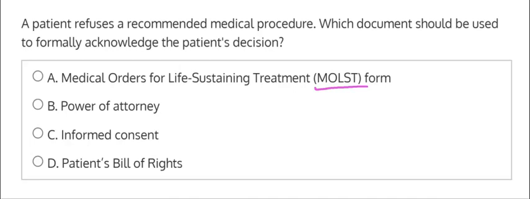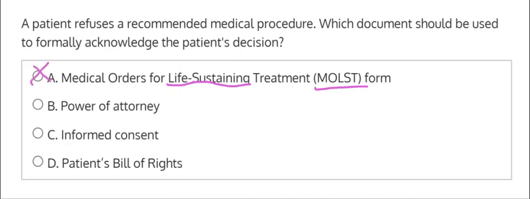But that would be a form that they fill out prior to the point of needing it, and it relates to life-sustaining treatment. It wouldn't be used in the event of just consenting or not to a certain medical procedure in general, so we can eliminate option A.